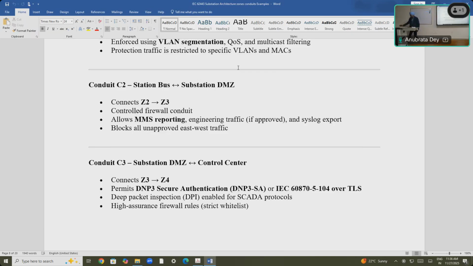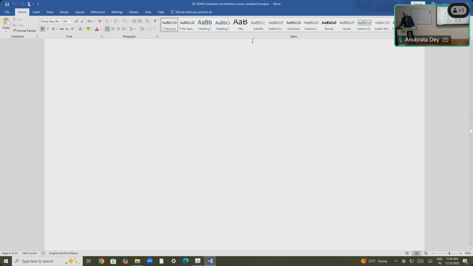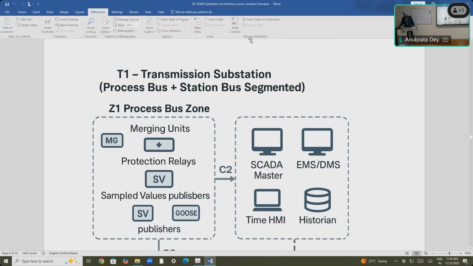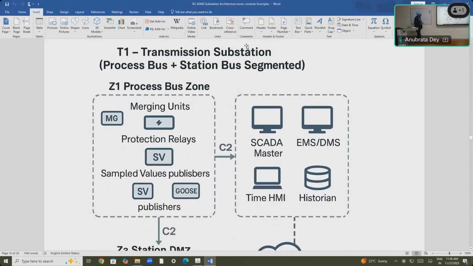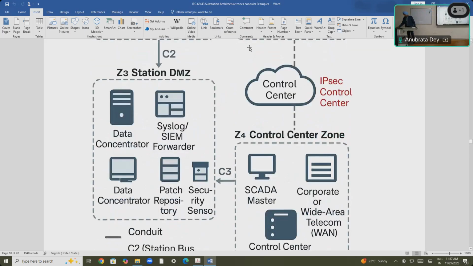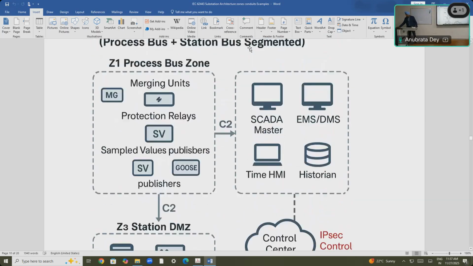East-west is, if you look at, we can go back to this one. So this was zone 1 that we talked about, which includes merging units and IEDs, sampled value. And then we have zone 2.